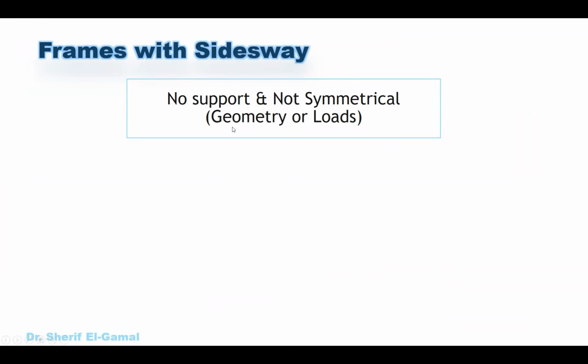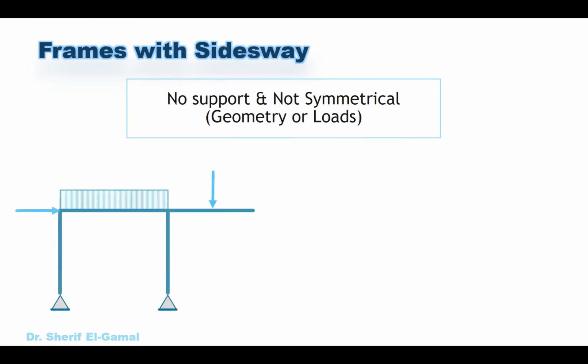When do we have a frame with side sway? We will have this case if we don't have any support to support the frame from the horizontal movement or the side sway, or if the frame is not symmetrical in geometry or loading, and also there is no support to prevent any side movement. For example, if we have a frame like this, there is no support and the loads are not symmetric, the frame is not symmetric. So in this case, for sure, we will have a side sway. So when we solve such a frame, we should include the side sway in our solution.